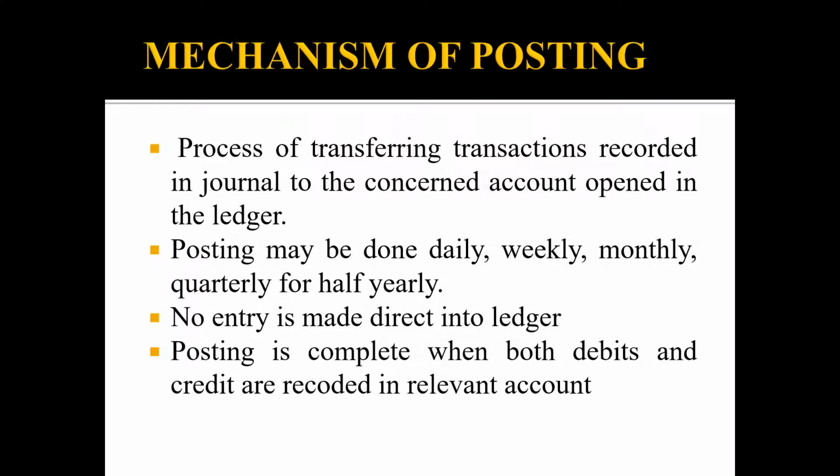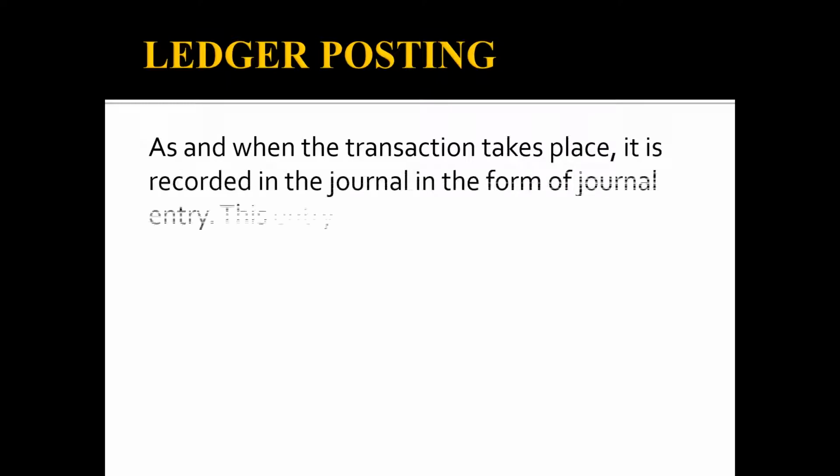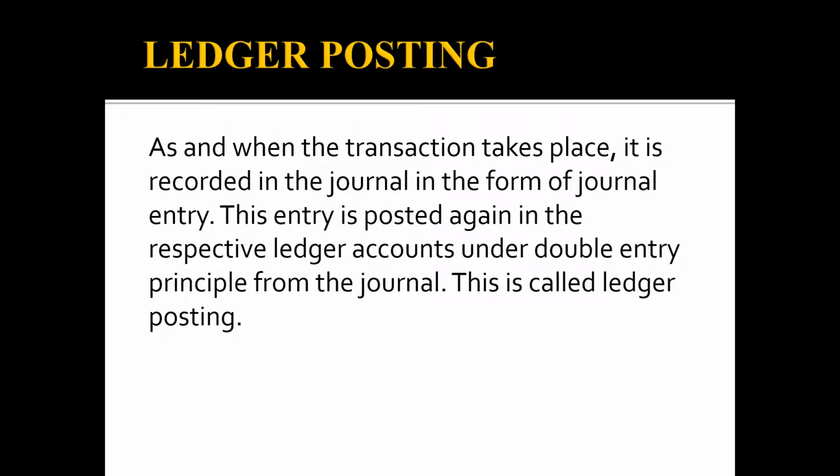Posting is considered complete only when both the debit and credit aspects of the transaction recorded in journal have been transferred to the concerned account. Now, a very important part of ledger is ledger posting. As and when the transaction takes place, it is recorded in the journal in the form of a journal entry. This entry is posted again in the respective ledger accounts under the double entry principle from the journal. This is called ledger posting.